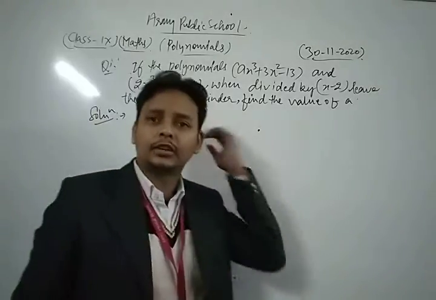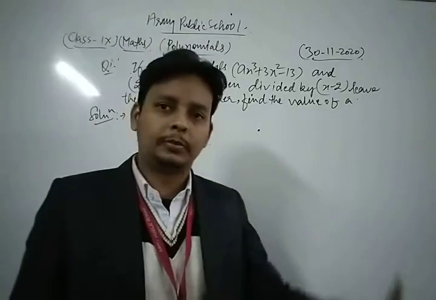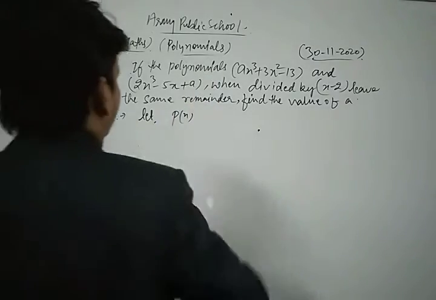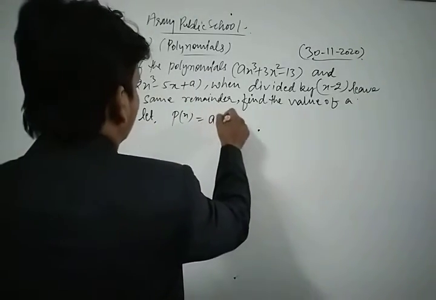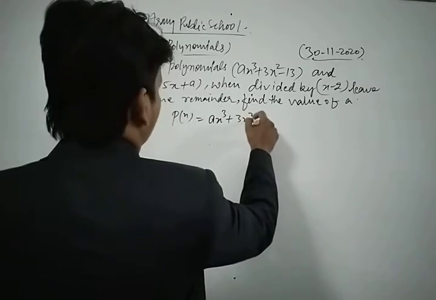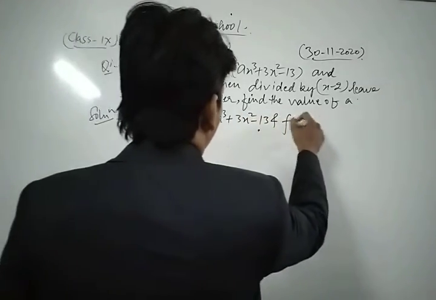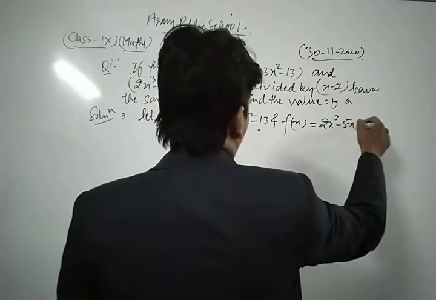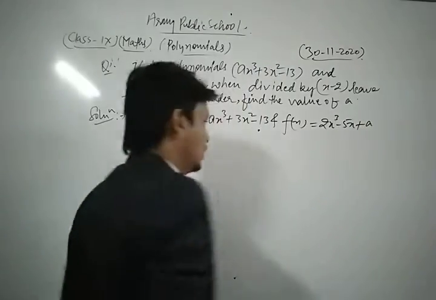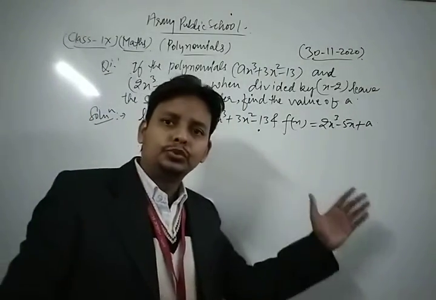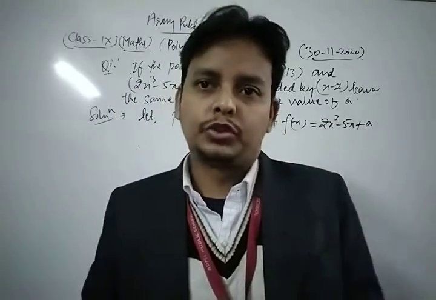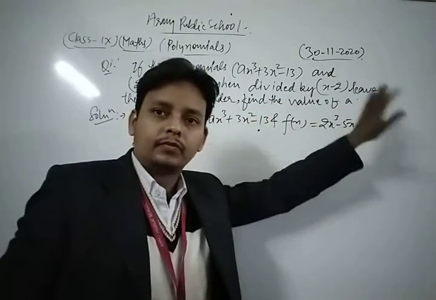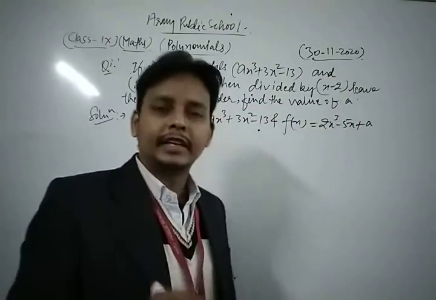Dear friends, again in that question we apply the same concept, the remainder theorem. First of all, we take the first polynomial as p(x) equal to ax cube plus 3x square minus 13, and the second polynomial as f(x) equal to 2x cube minus 5x plus a. These are the two given polynomials in our question. Both polynomials are divided by x minus 2, so first of all we find the remainder in each case.